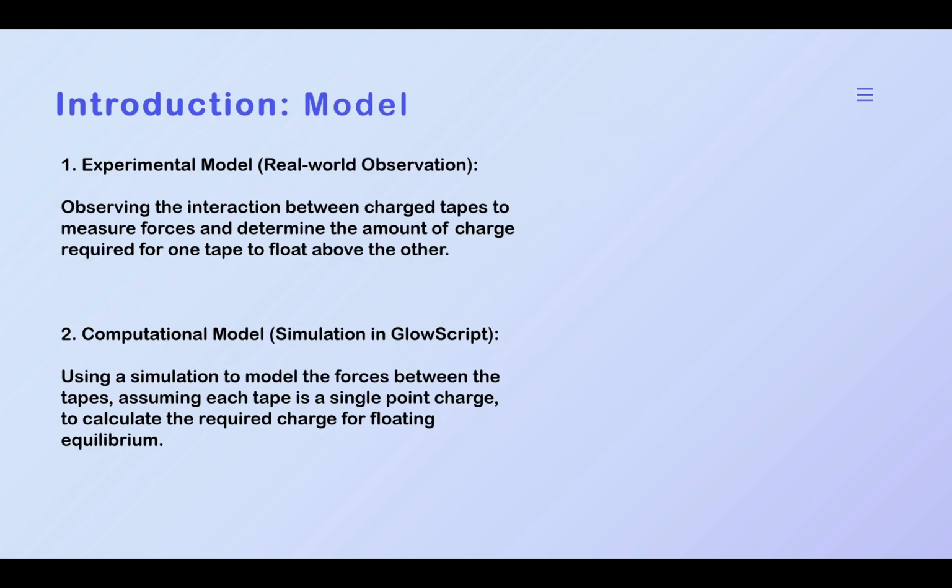There are two models involved in the lab. The first one is the experimental model. We observe the interaction between charged tapes to measure forces and determine the amount of charge required for one tape to float above the other. And in the second, computational model, we use a simulation to model the forces between the tapes, assuming each tape is a single point charge, to calculate the required charge for floating equilibrium.